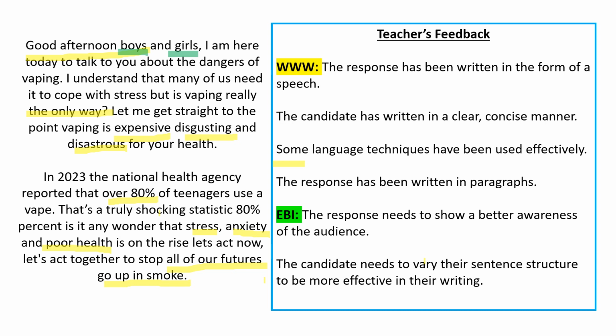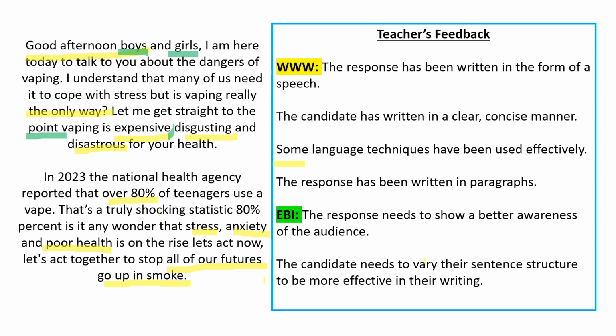One of the biggest issues is that it really isn't breaking it down. For example, in the first paragraph where it says let me get straight to the point, we should have a colon there to separate it. This allows a pause so that we can take that little beat and emphasize to the audience what our main point is: that vaping is expensive. We should have a comma there as well: disgusting and disastrous for your health. Without the pause, we're not really getting the full effect of the words.